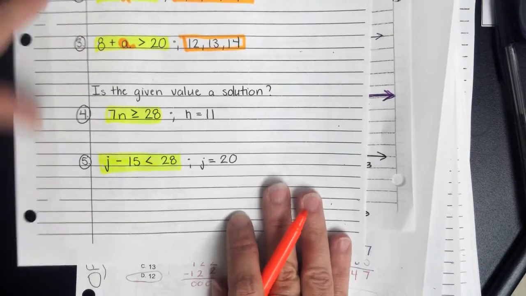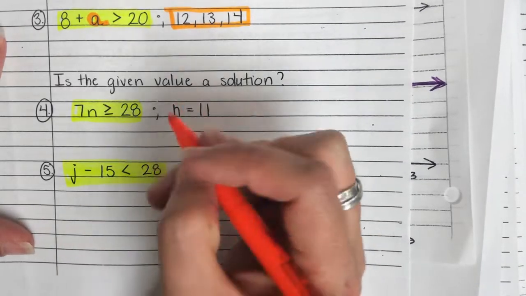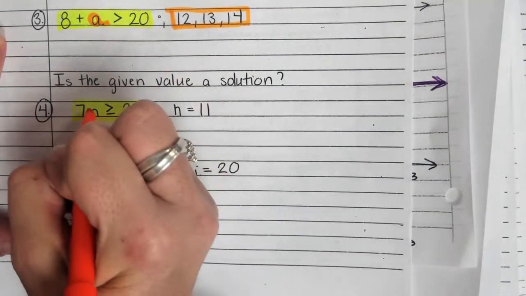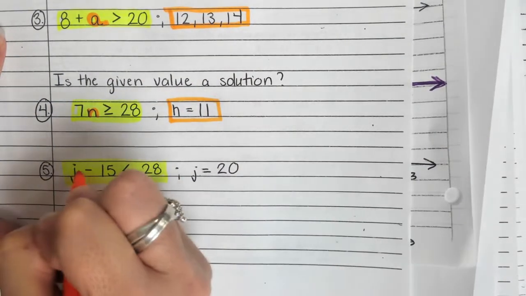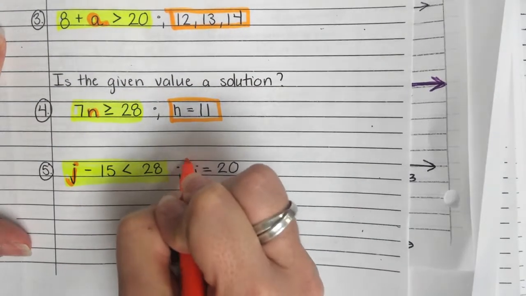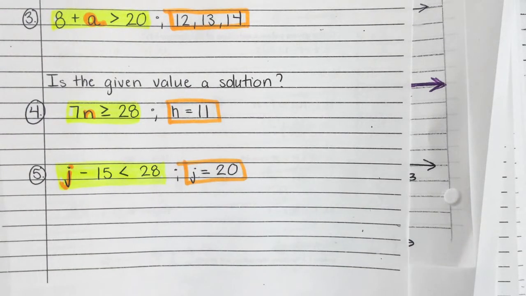Going on down, on these two, they give you the solution, like this is an n and that's an n. So they want to know if that n is going to work. There's a j. This is the j equals 20. They want to know if that's going to work. The reason I'm highlighting it is I need you to see that there is something important in between these two things. It is a semicolon.